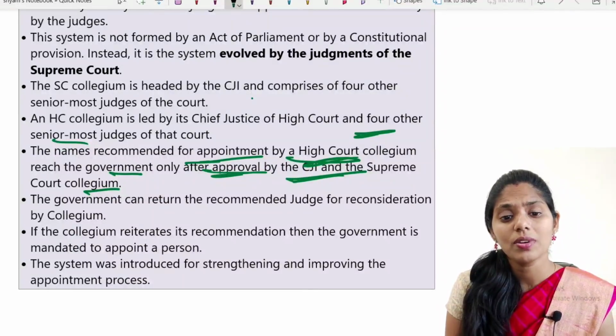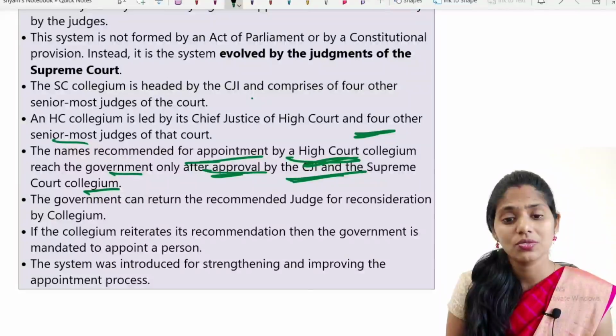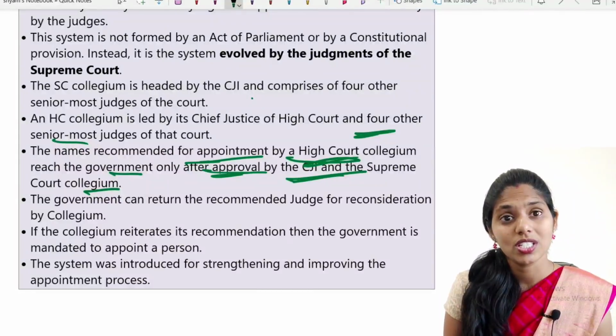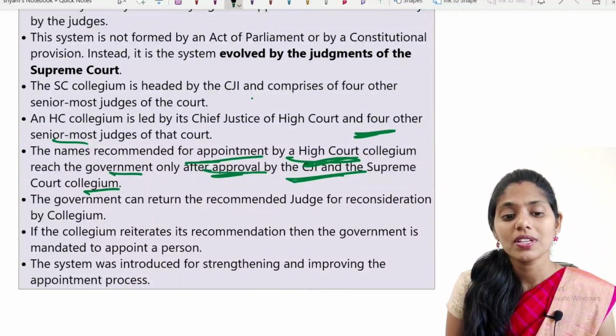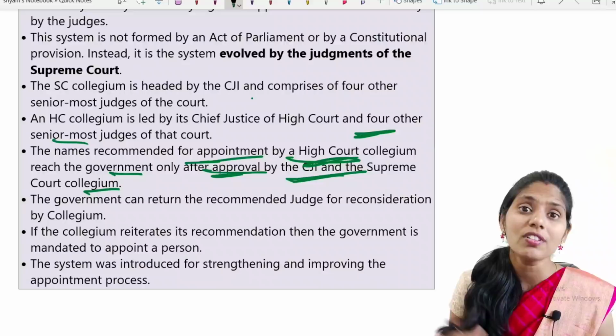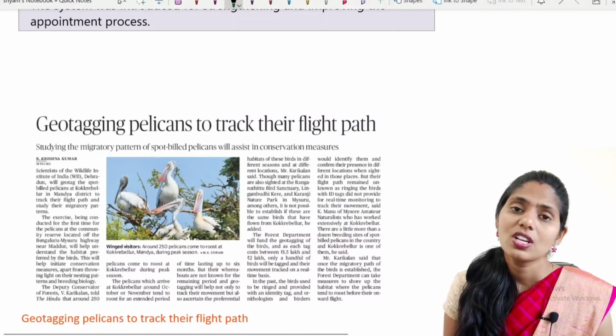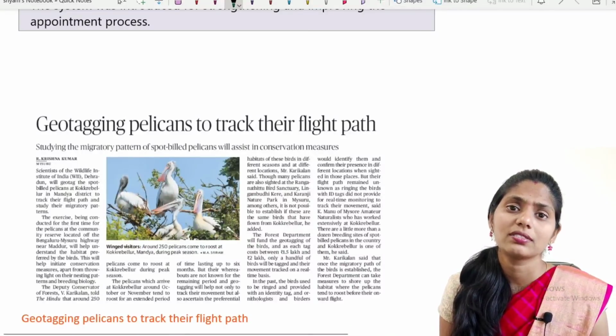Now here the government can return the recommended judge for reconsideration by the collegium, but if the collegium reiterates its recommendation, then the government is mandated to appoint that person. The system was introduced for strengthening and improving the appointment process of judges. So that is it for this topic, and now let us see the next topic.